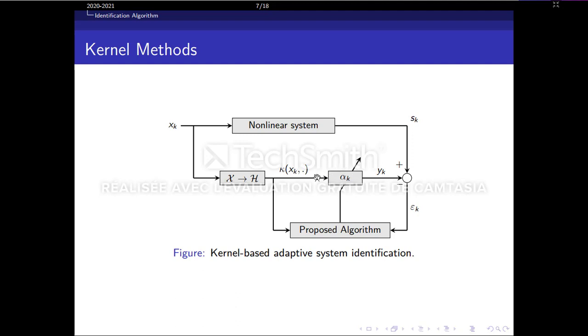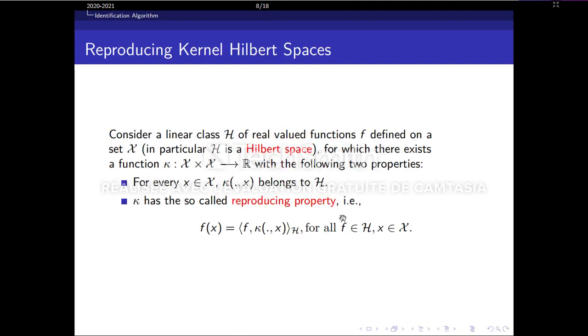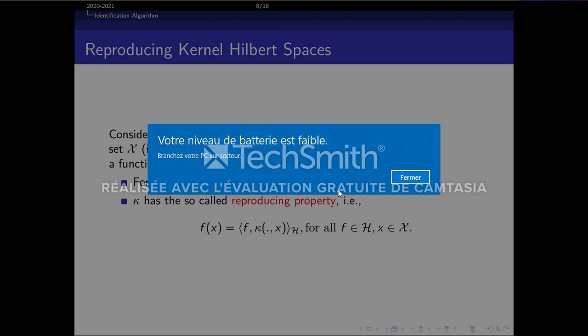Reproducing kernel Hilbert space. Consider a linear class H of real value functions defined on a set X. In particular, H is a Hilbert space for which there exists a function kappa with the following two properties. For every X in the observation space, kappa belongs to the Hilbert space. K has the so-called reproducing property if the following property is achieved.